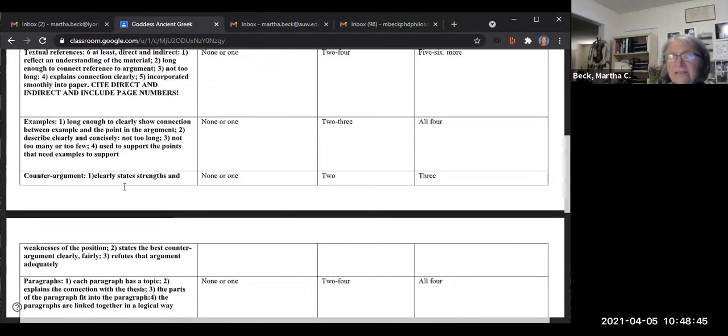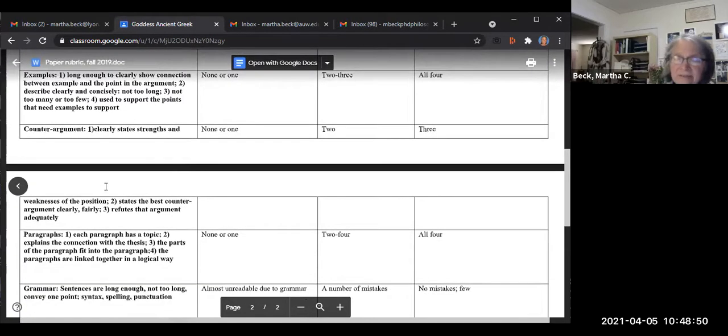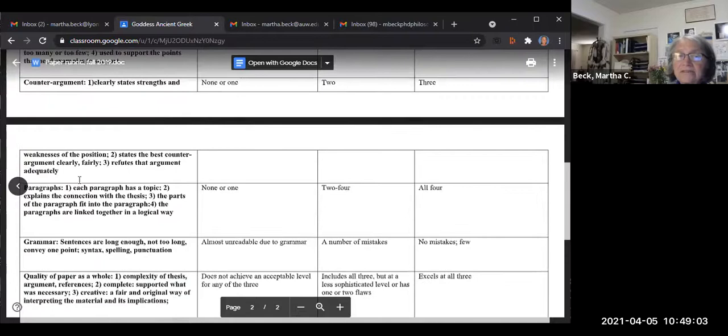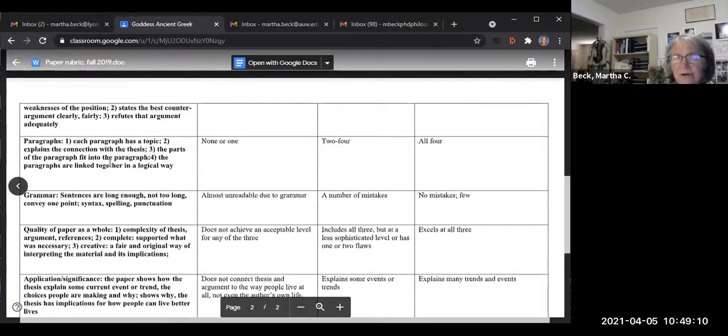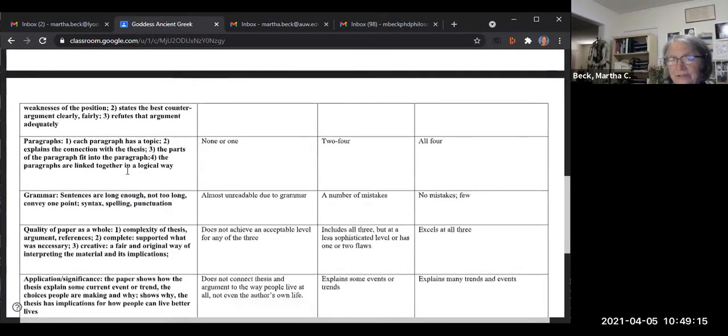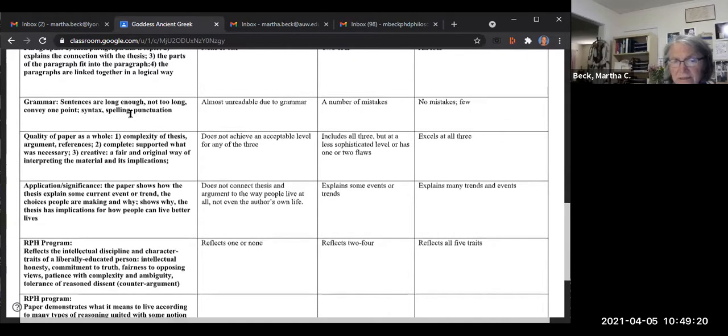The counter argument, in this case, is that it appears that there's equity because more women than men are going into the field, blah, blah. That's the counter argument. But she responds to that and she shows that that argument is wrong. There's still discrimination. Then there's the paragraphing. That's where I had some suggestions there with a couple of switches in the paragraphs. Then there's the grammar. Her grammar is good.